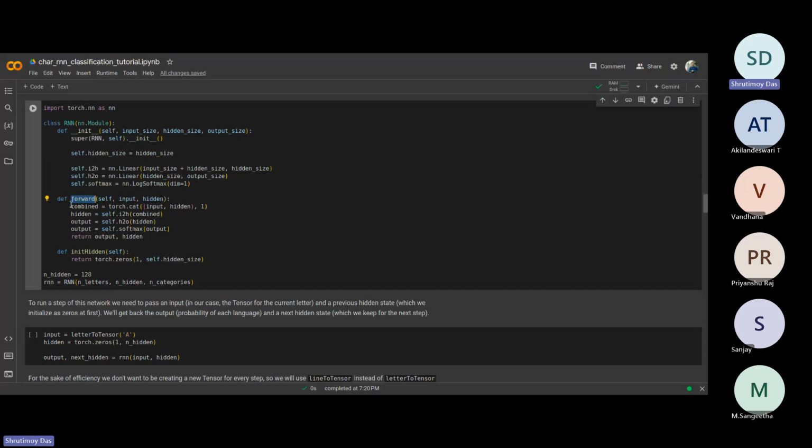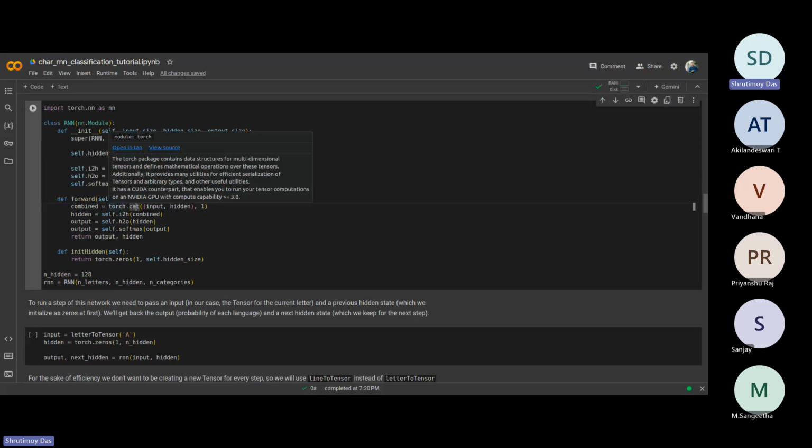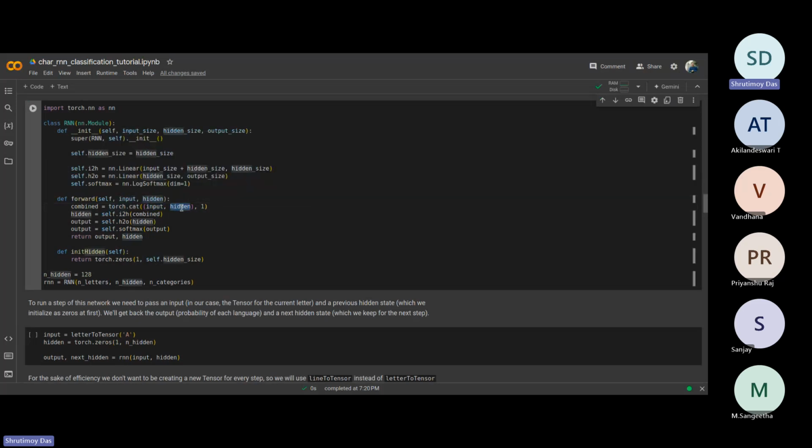Whenever you are using PyTorch, you will write this forward function, or if you are using TensorFlow, you will see that there is this call function. That call function is exactly the same as the forward function in PyTorch. So this torch.cat is a concatenation function. Concatenation is basically you have this input vector and you place the hidden vector below it. So earlier your input vector was of 20 dimension, you place this 10 dimension hidden vector below it. So this combined is now a vector of size 30.